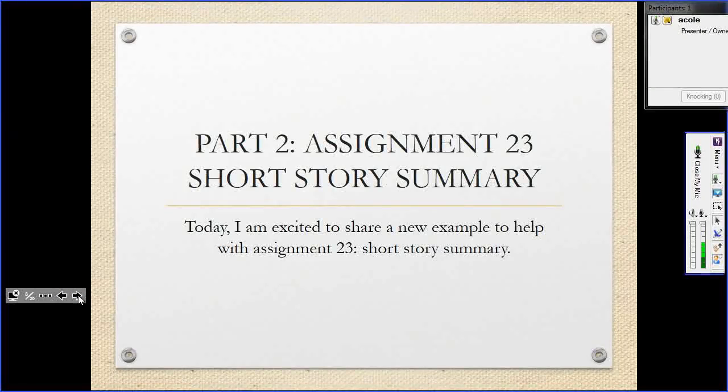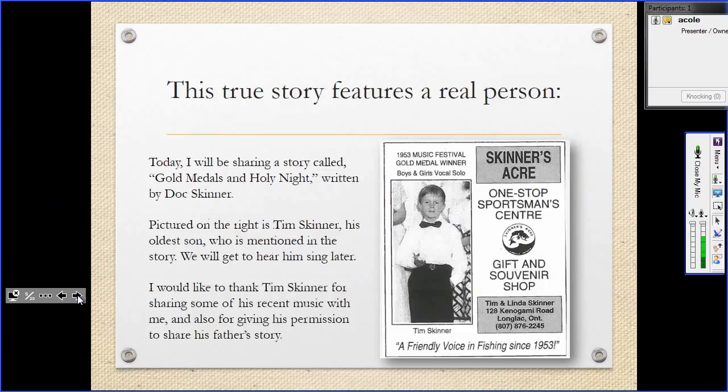I'm excited because this is a new example. I haven't shared this example yet this year, and I thought I couldn't wait anymore. I just wanted to share it with you. I hope you enjoy it. I think it's funny and enjoyable.